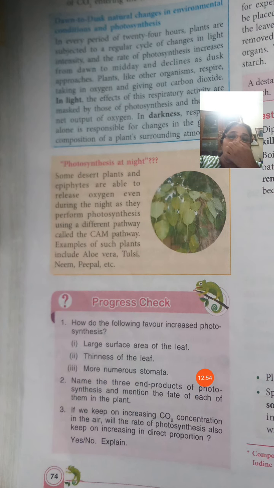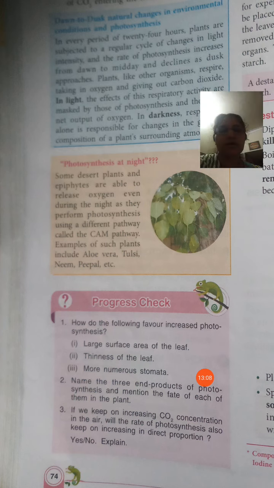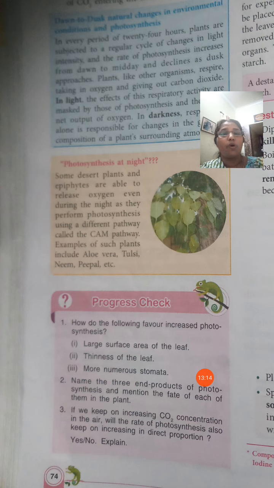Then here another fact is given. Some desert plants can do photosynthesis even at night. That is one of the interesting things. Such plants are aloe vera, tulasi, neem or peepal. They can give out oxygen even at night. That is another important fact. You might have heard about indoor plants. These plants can give out oxygen even during the night.